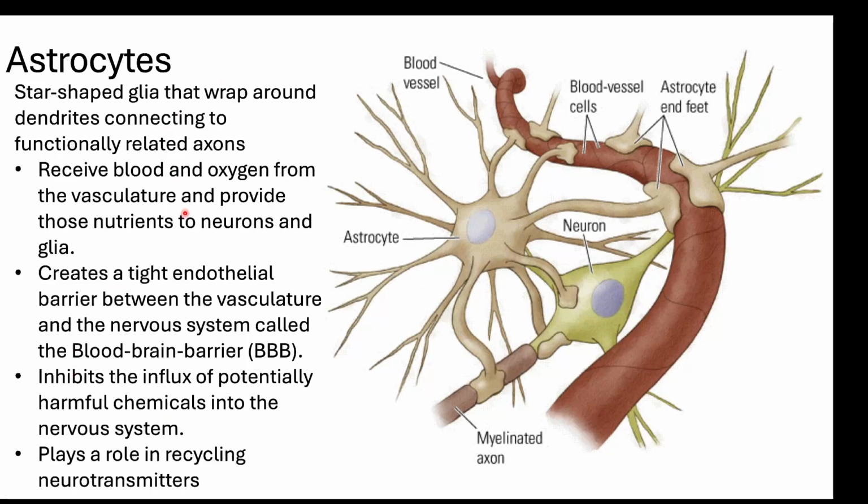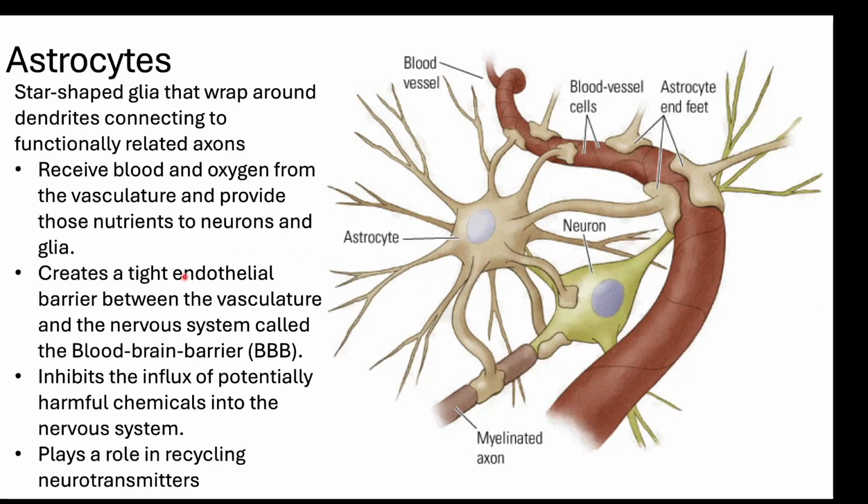I mean, you just need to know what I've written here on this slide, but they are star-shaped glia that wrap around dendrites connecting to functionally related axons, okay? So what does that mean? It means that it's wrapping around dendrites of neurons that are communicating. But they also receive blood and oxygen from the vasculature and then provide those nutrients to neurons and glia. So the astrocytes are not only providing nutrients to neurons, but also to other glia cells.